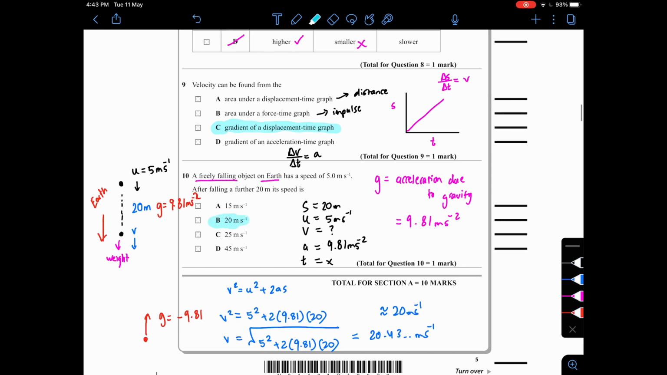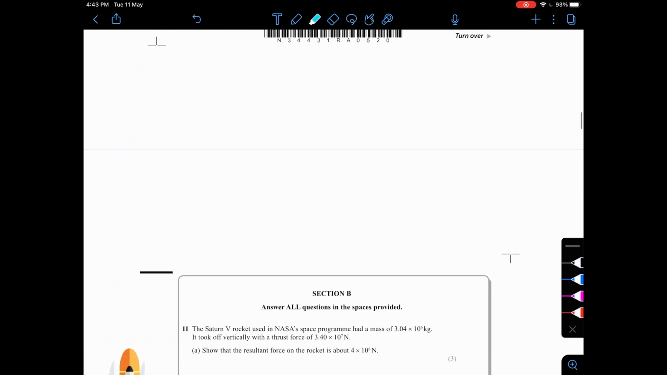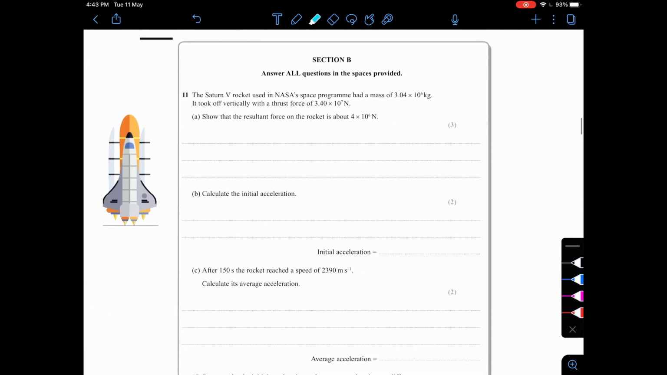All right, now we're done with multiple choice. Let's go to the theory section. So what's the question? Question number 11. The Saturn V rocket used in NASA's space program has a mass of 3.04 times 10 to the power 6 kg. It took off vertically with a thrust force of 3.4 times 10 to the power 7. Show that the resultant force is about 4 times 10 to the power 6.